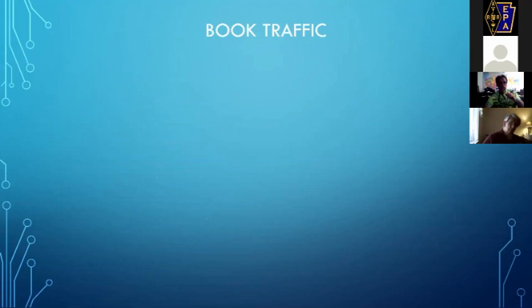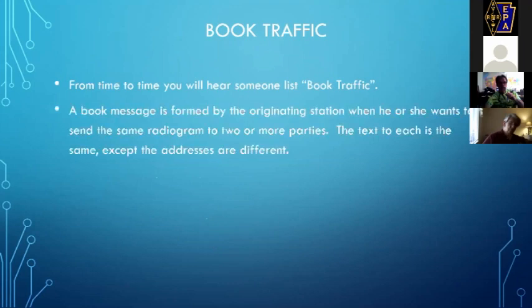Now, there's something we call book traffic. This is a group of messages that have the same text going to different addressees. We call it a book. A book message is formed by the originating station when he or she wants to send the same radiogram to 2 or more parties. The text to each party is the same, except the addresses are different.